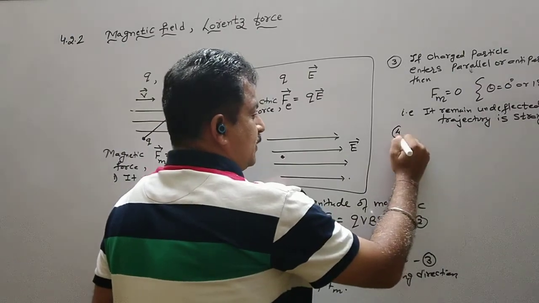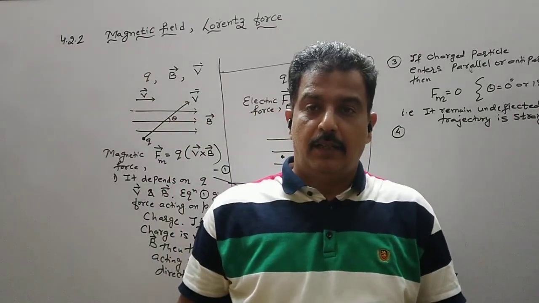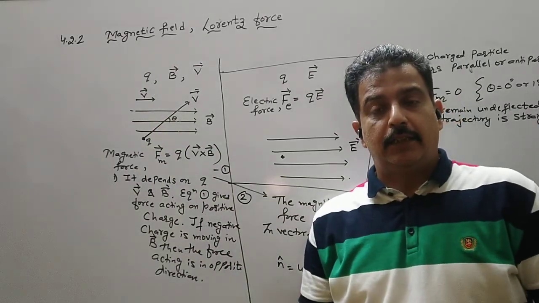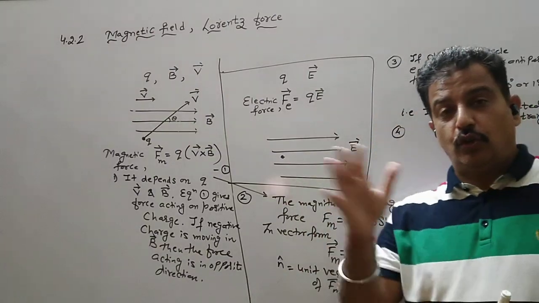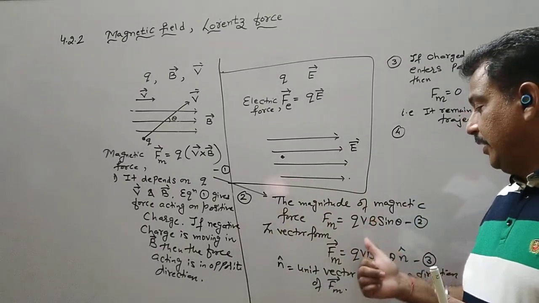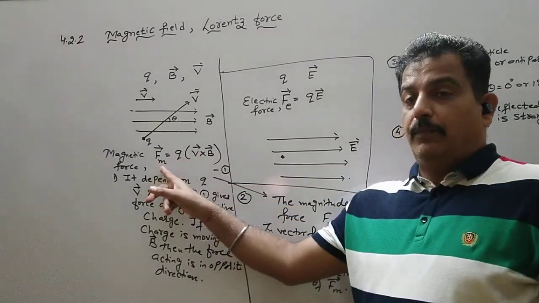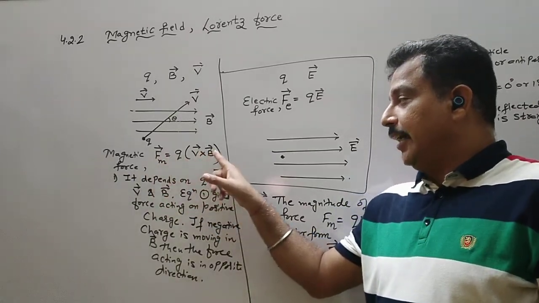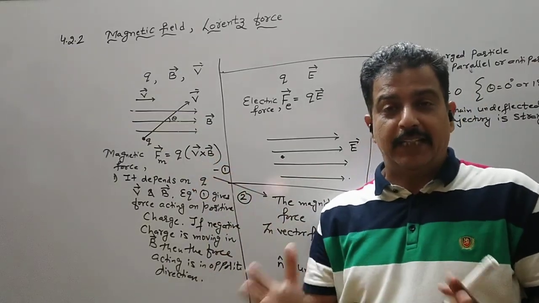Now we will discuss the different cases. Suppose the particle enters perpendicular to the magnetic field. So if the particle is entering perpendicular to the magnetic field, that is 90 degree, sin 90, the maximum force will act on it. And the direction of the force will be perpendicular to the V vector and B vector. We know that in a cross product, the direction of Fm, the magnetic force, is perpendicular to the V vector and B vector.